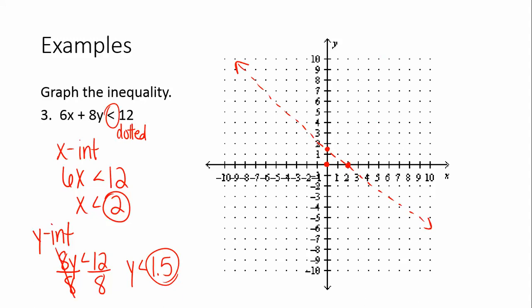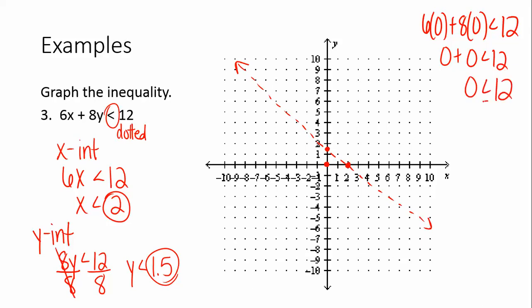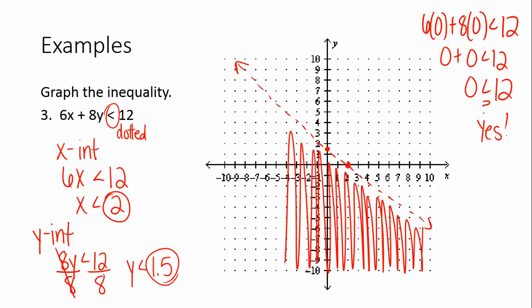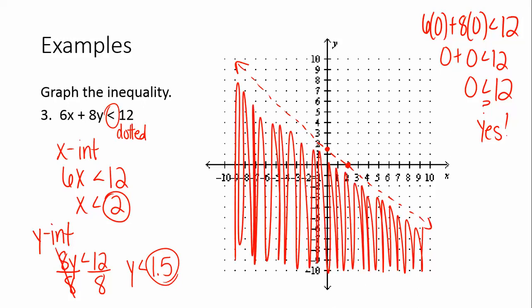So if I plug in a 0 for x and a 0 for y, I get that 0 plus 0 is less than 12, or 0 is less than 12. And the question is, is that true? Yes, it is. This is the first yes we've had. Because it's true, I need to shade where that ordered pair is. So that was down here below the line. And sometimes I'll refer to the lines as being above or below. And hopefully that makes sense here.